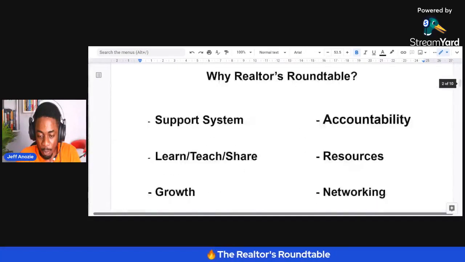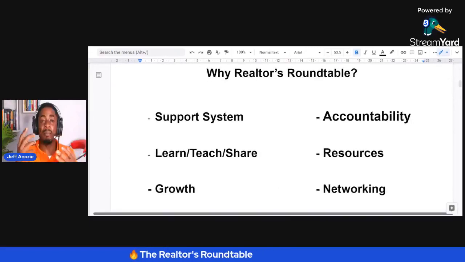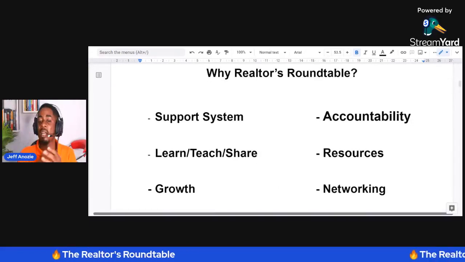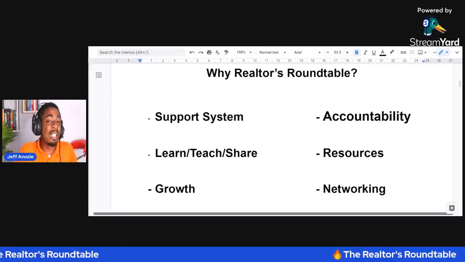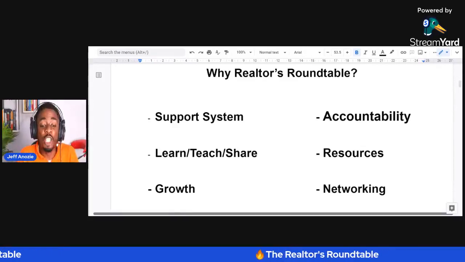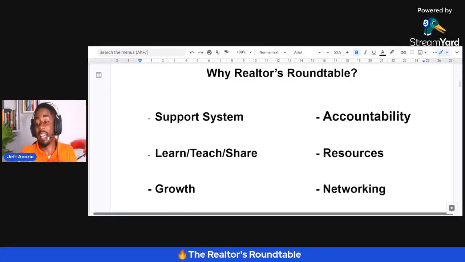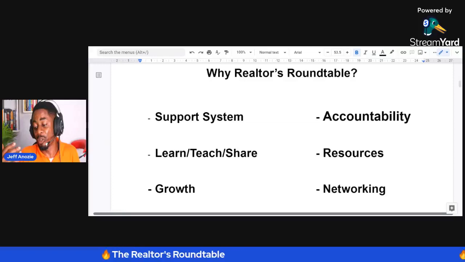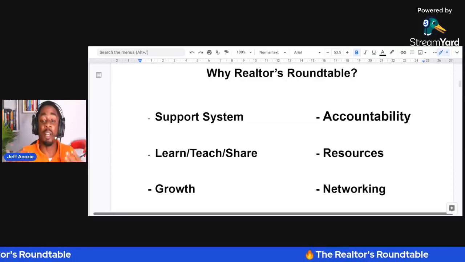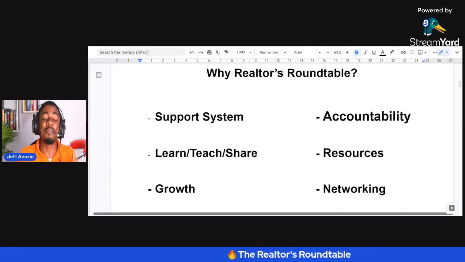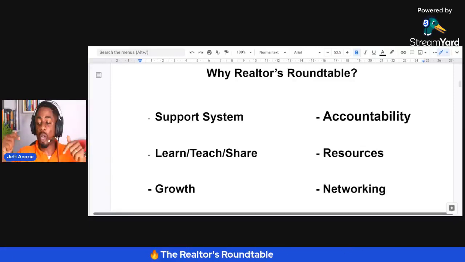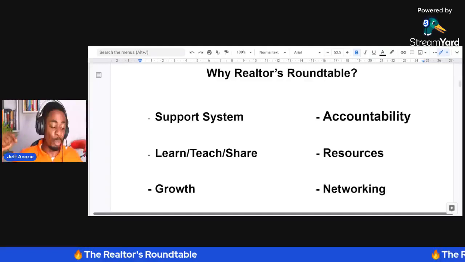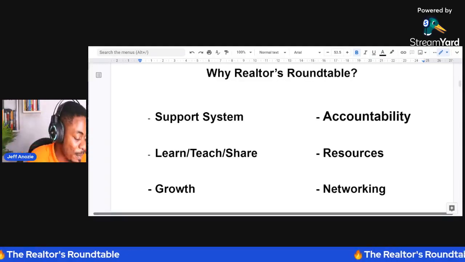The Realtors Roundtable is a support system, a space where we learn, we teach ourselves, and we share as well. I've been learning. I don't know about you. How many of us have been enjoying the Realtors Roundtable? How many of us have been learning? If you have, please put your favorite emoji in the comment section and let me know if you've learned anything so far.